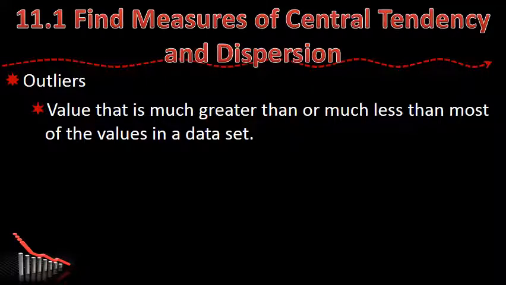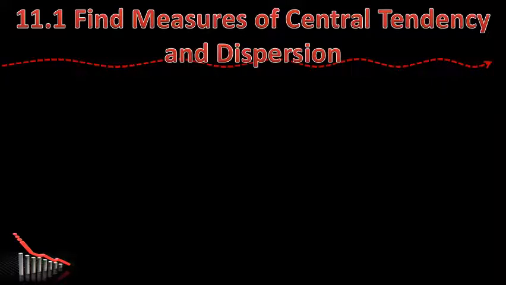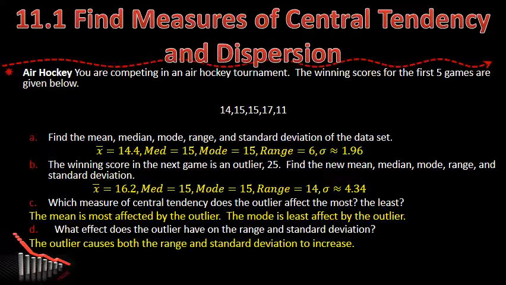Outliers are a value that's much greater than or less than most of the values in a data set. And an outlier is a problem because it can skew the measures of the central tendency and dispersion. So let's say you're playing air hockey and you're in a tournament. Here are the winning scores of the first 5 games.